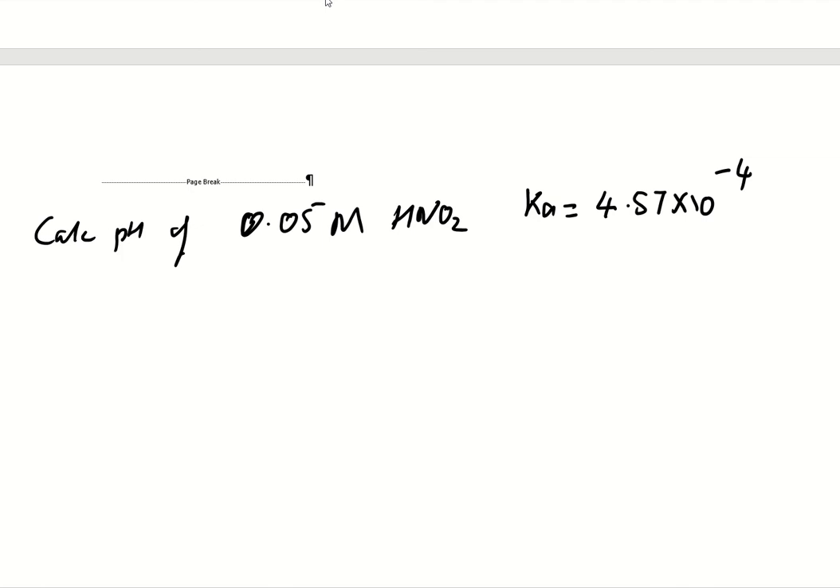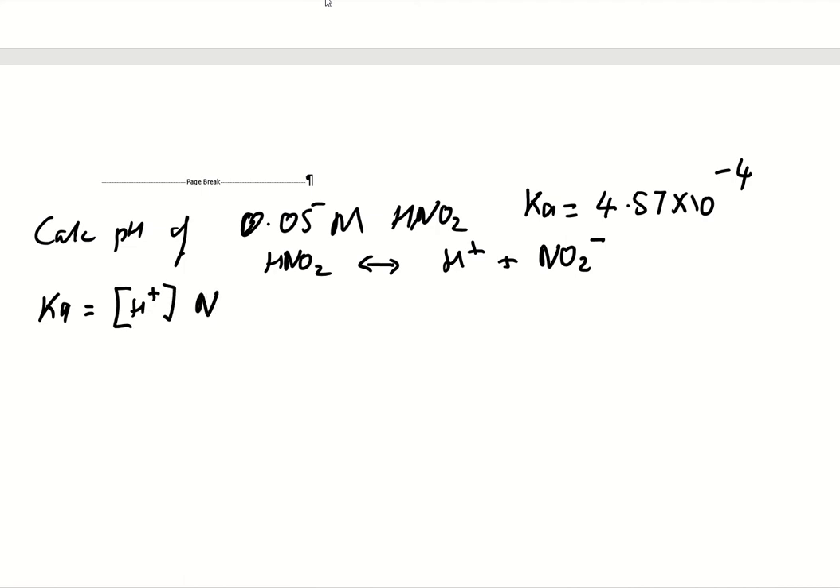We're calculating the pH of nitrous acid, HNO2. 0.05 molar nitrous acid, Ka 4.57 times 10 to the minus 4. I should really write the Kas for these as I go along. HNO2 will dissociate to H plus plus NO2 negative. So my Ka, which is usually 1 mark at the start of the question, would be as so.